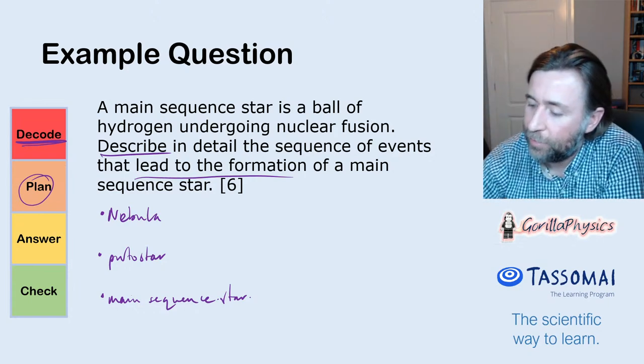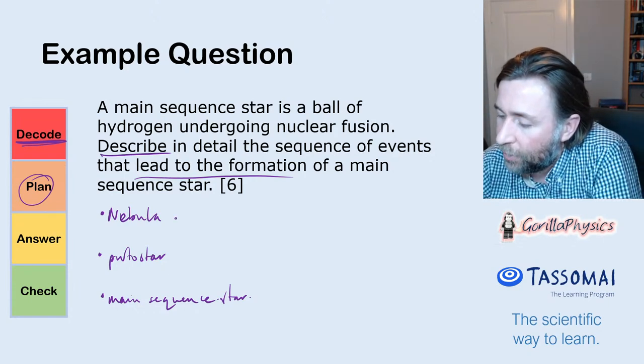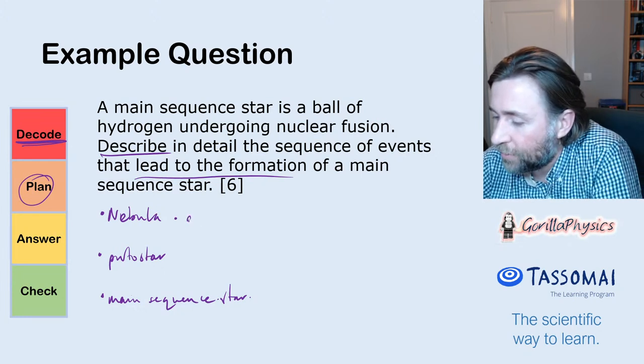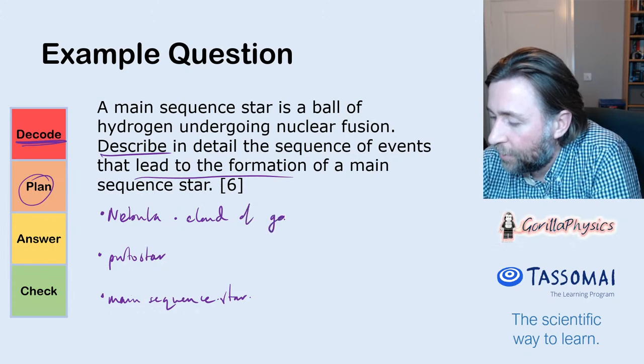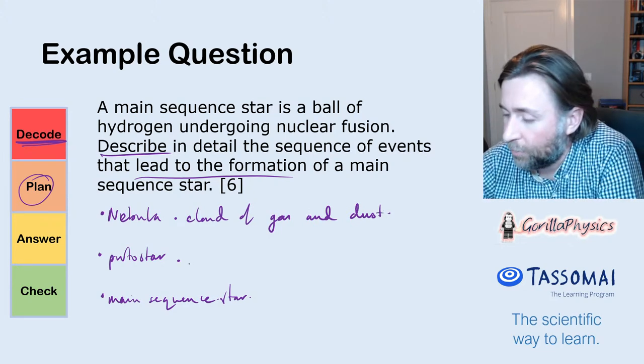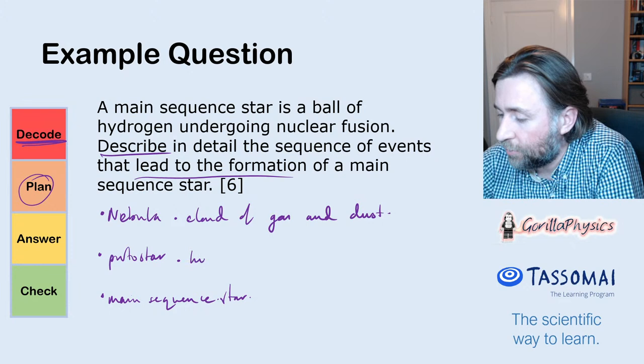So what happens to the nebula that turns it into a protostar? Well, and what is it as well? Exactly, what is it? It's a cloud of gas and dust. So that's the next step, I guess, to say what they all are. Okay, what is a protostar? It's a point in the nebula where fusion has started. So hydrogen fusion has started.